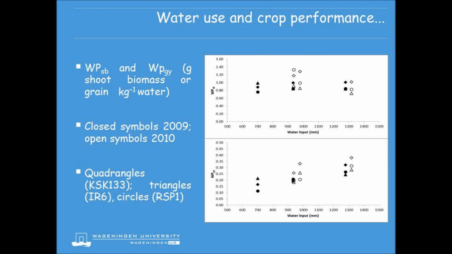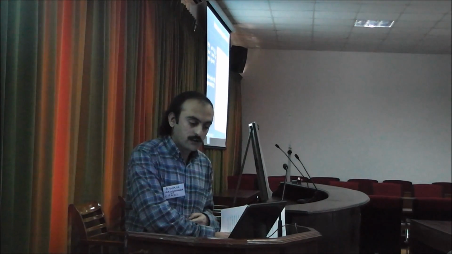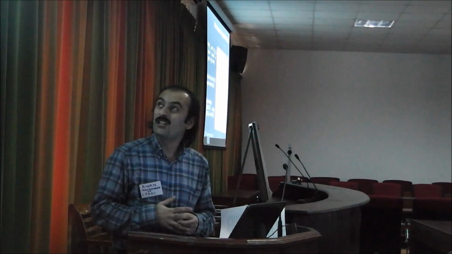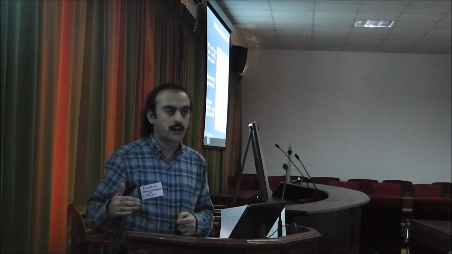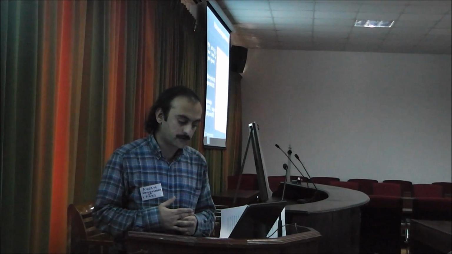Above is the graph for water productivity based on total above ground shoot biomass, and below is the graph for water productivity based on grain yield. So based on total above ground biomass, the water productivity was comparable among 3 irrigation treatments in 2009 and increased as we reduced the water input in moderate and low water treatments.